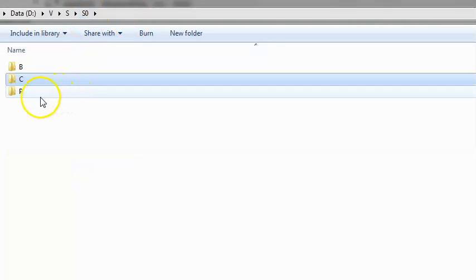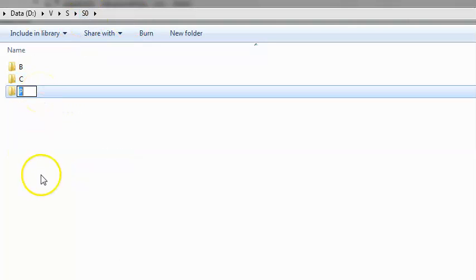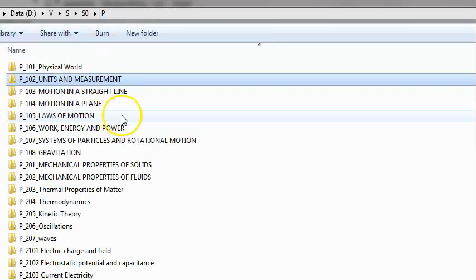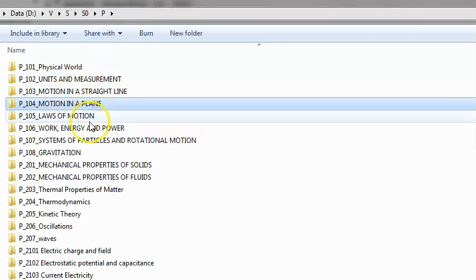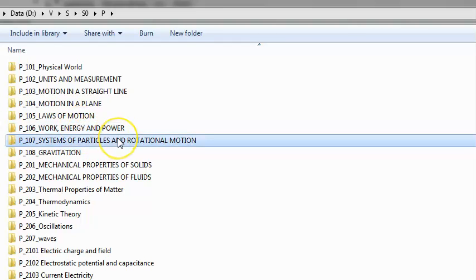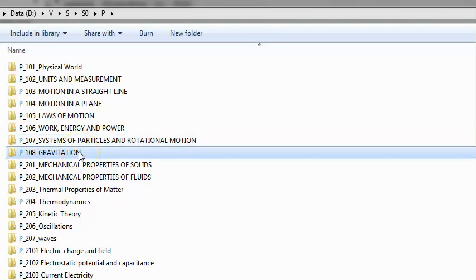Now let us look at the physics part. What will you study in physics? In the 11th standard, this much: units and measurement, SI unit. Okay, then motion in a straight line, motion in a plane. See, straight line is 1 dimension, plane is 2 dimension. Laws of motion, Newton's laws. Work, energy, power, systems of particles and rotational motion. Here you will see centrifugal force, centripetal force, gravitation.